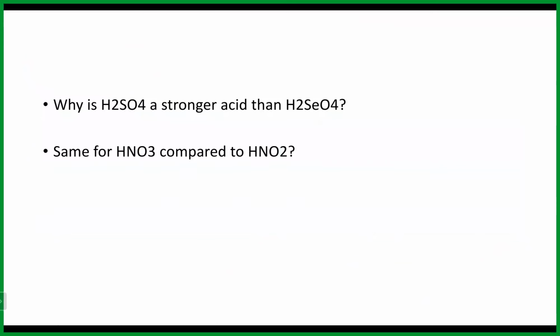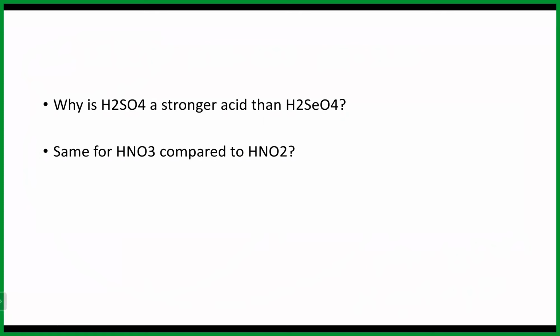Okay, and then looking at these two, why is sulfuric acid going to be a stronger acid than H2SeO4? So if we replace that sulfur with a selenium, why does that acid essentially become weaker with a selenium or stronger with a sulfur? And then similarly, why is nitric acid, so HNO3, going to be stronger with that third oxygen compared to nitrous acid, which is just going to be HNO2? And in both cases, the answer is going to be very similar. It's going to be related to the electron density within these substances.